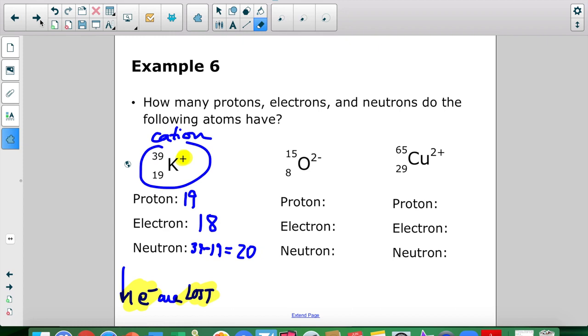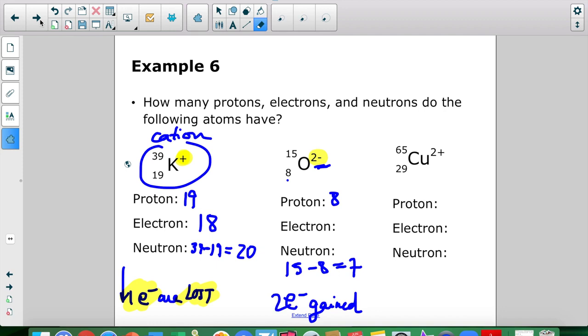Next one, oxygen, 2 minus. So, number of protons is given by the atomic number, okay? So that's going to be 8. Number of neutrons is going to be the mass number minus the atomic number, so 15 minus 8. And that's giving us a number of neutrons of 7. And finally, electrons. Remember that if the charge is negative, in this case, the electrons are gained. How many electrons are gained? The number of charges that you have here. So 2 electrons have been gained.